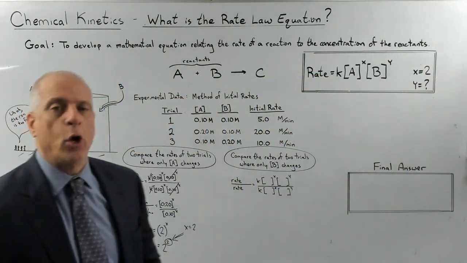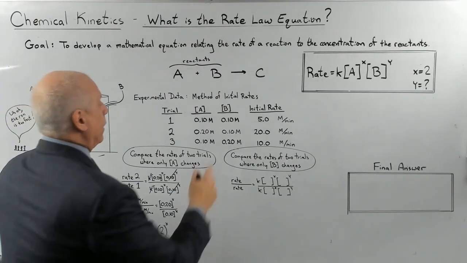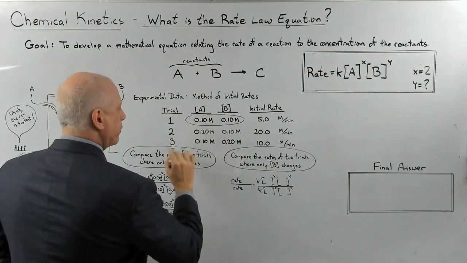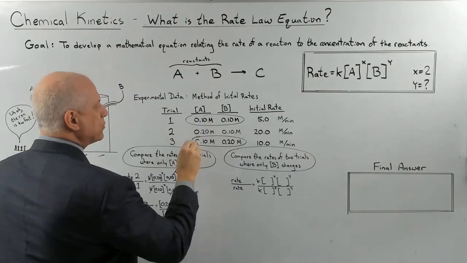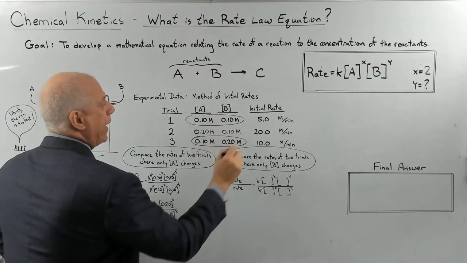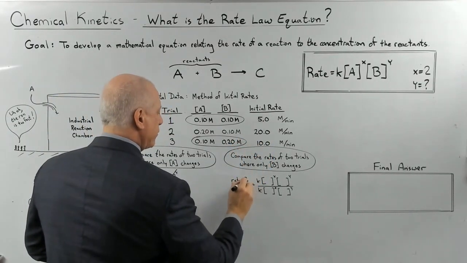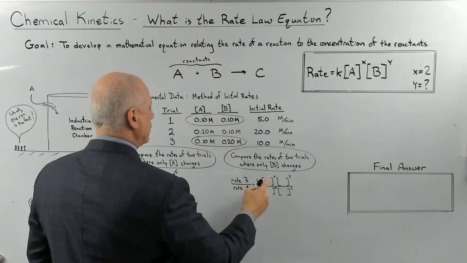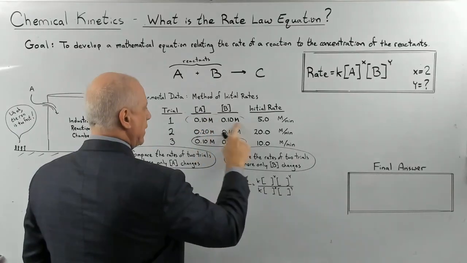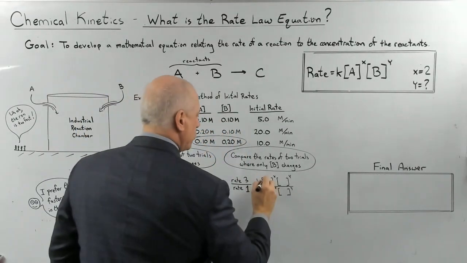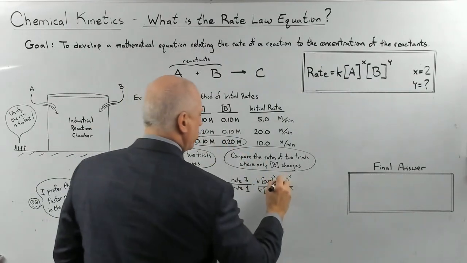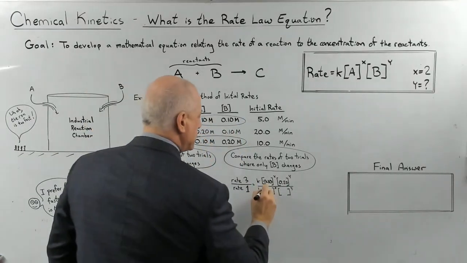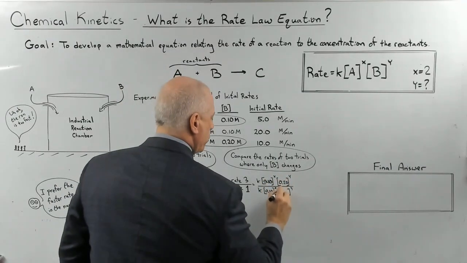Now let's compare the rate of two trials where only the concentration of B changes. We're going to look over here, and we're going to see trial number 1 right here, and trial number 3 right there. You'll notice that the concentration of A remains the same, the concentration of B changes, and the rate changes. So we're going to do the rate of trial 3 over the rate of trial 1. Now we're going to plug in numbers. Trial 3, let me erase this for right now. Here's trial 3. The concentration of A was 0.10. The concentration of B was 0.20. And then in trial 1, the concentration of A is 0.10, and the concentration of B is 0.10.